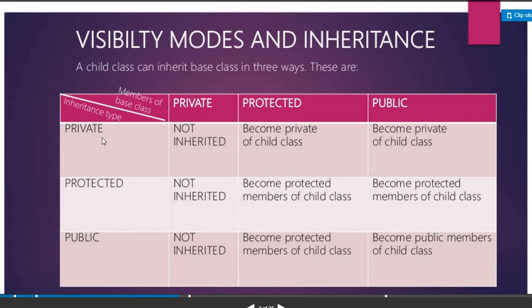If we publicly define a derived class, then private members are not inherited, but protected members become protected in the derived class, and public members become public members of the derived class.